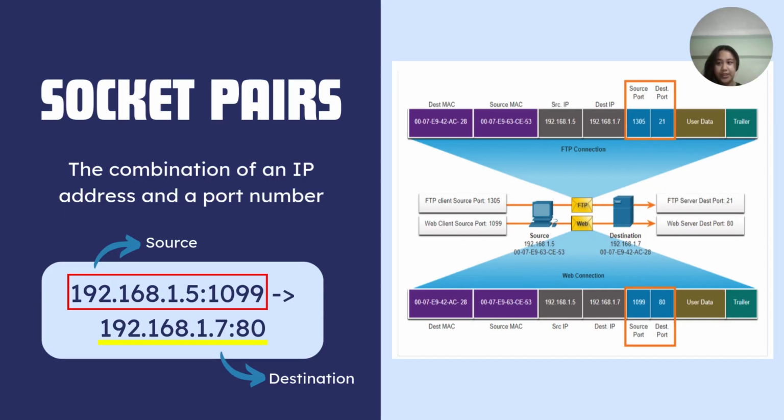One key concept in port communication is socket pairs. A socket consists of an IP address and a port number, creating a unique identifier for each network connection. For example, consider a scenario where a client with an IP address 192.168.1.5 is connecting to a web server at 192.168.1.7. The client uses a random source port, in this case 1099, while the web server listens on port 80. The complete socket pair for this communication is 192.168.1.5:1099 to 192.168.1.7:80. This ensures that the client's web request reaches the correct application on the server. Similarly, if the client was using FTP instead, the destination port would be 21 instead of 80.